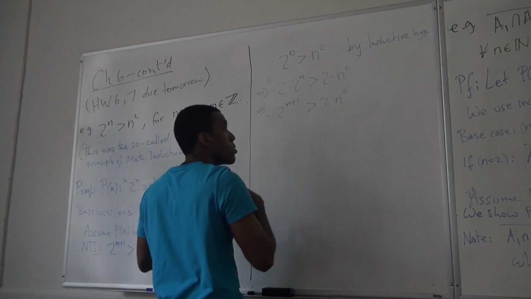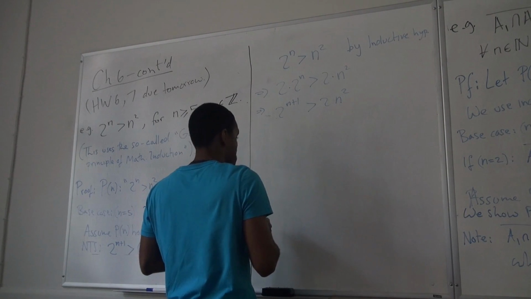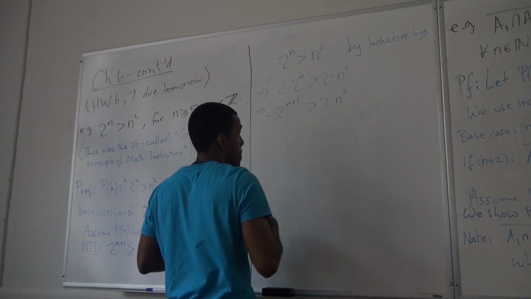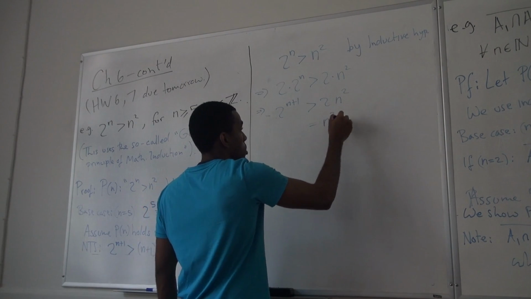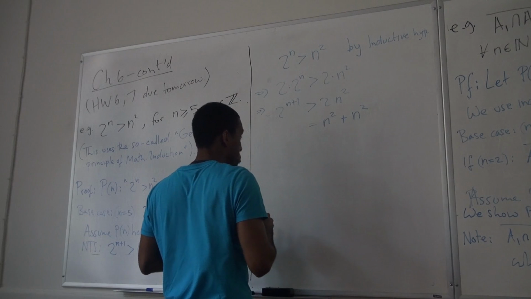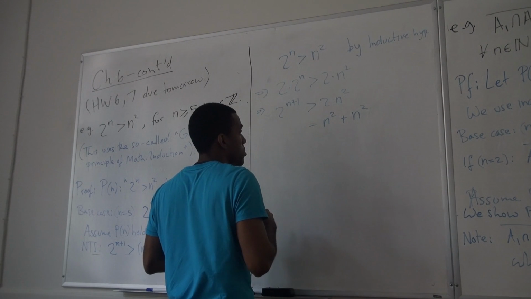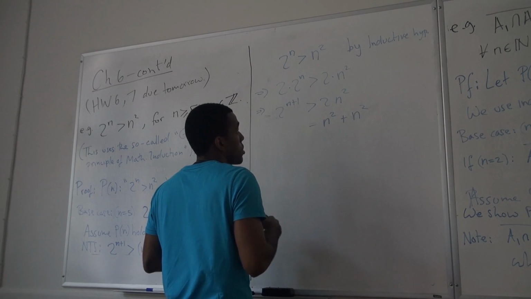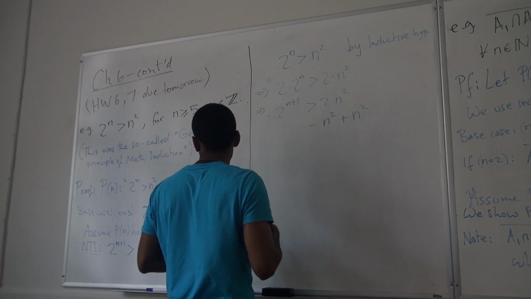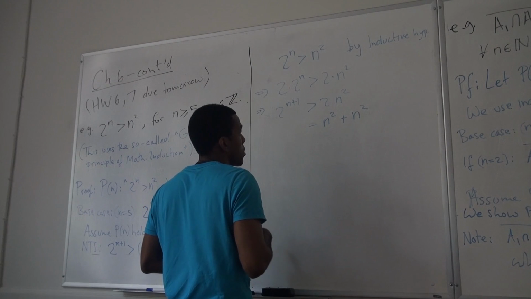Okay, now we continue. We can break up n squared plus n squared, and then we can say that n squared is bigger than 2n. Can we substitute, instead of n squared plus n squared, n squared plus 2n? Since that's greater than 5, greater than 1 plus 1.